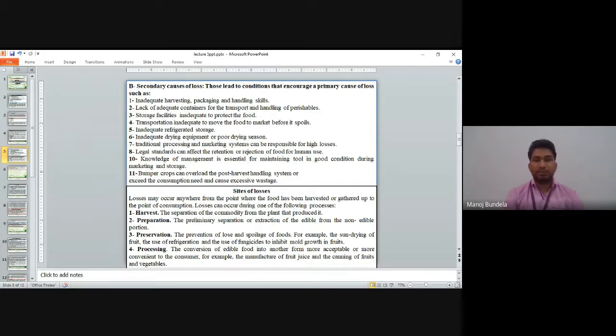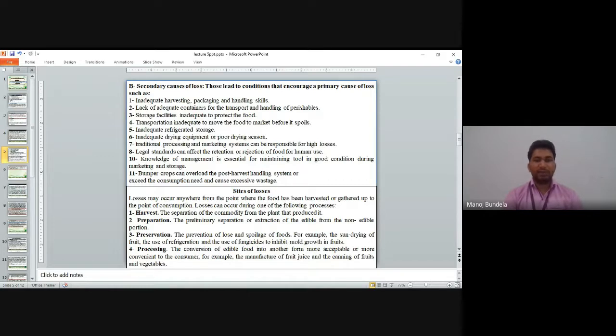Next is knowledge of management, which is essential for maintaining tools in good condition during marketing and storage. Bumper crops can overload the post-harvest handling system or exceed the consumption need and cause excessive wastage.